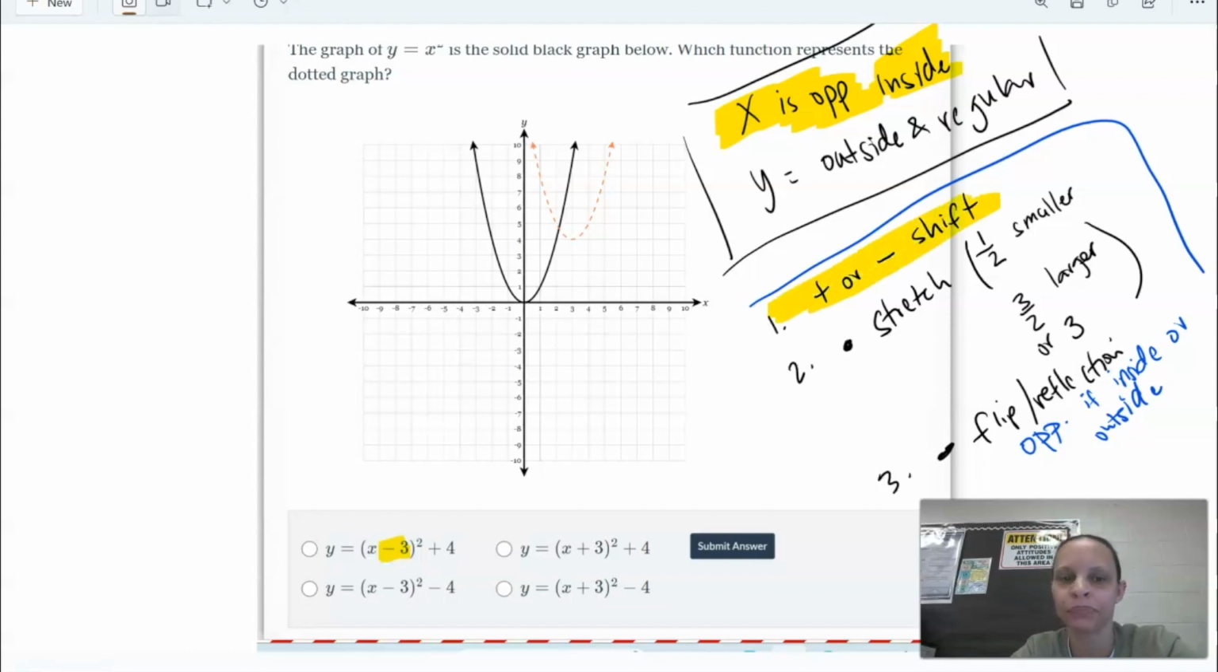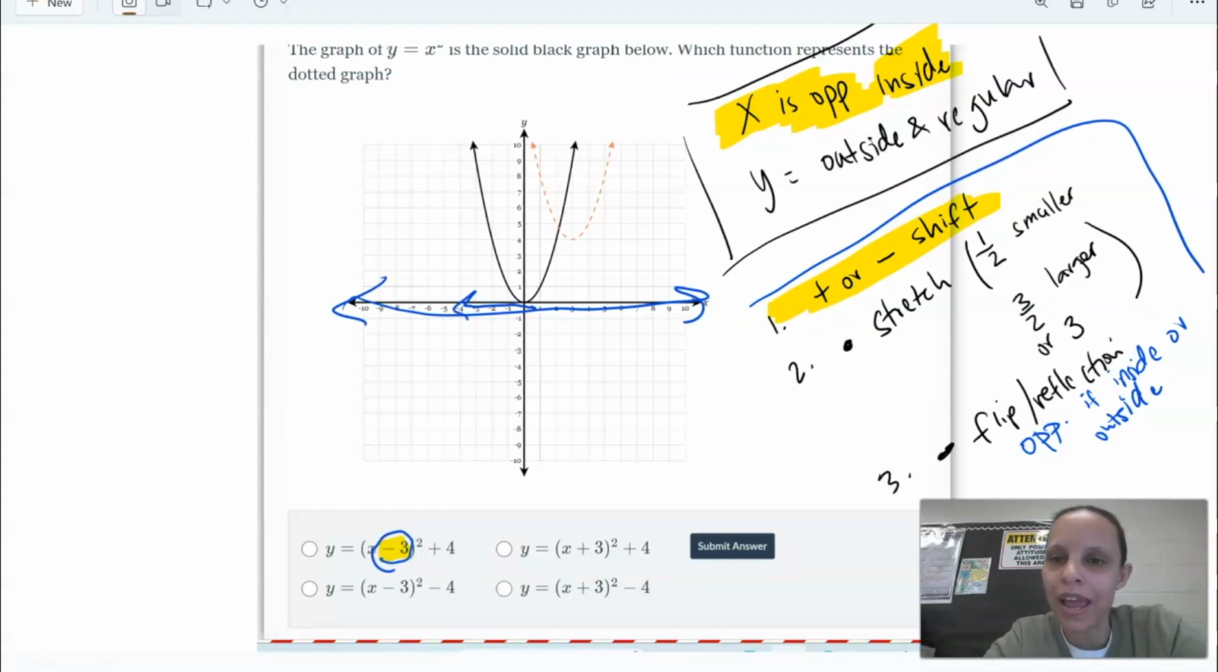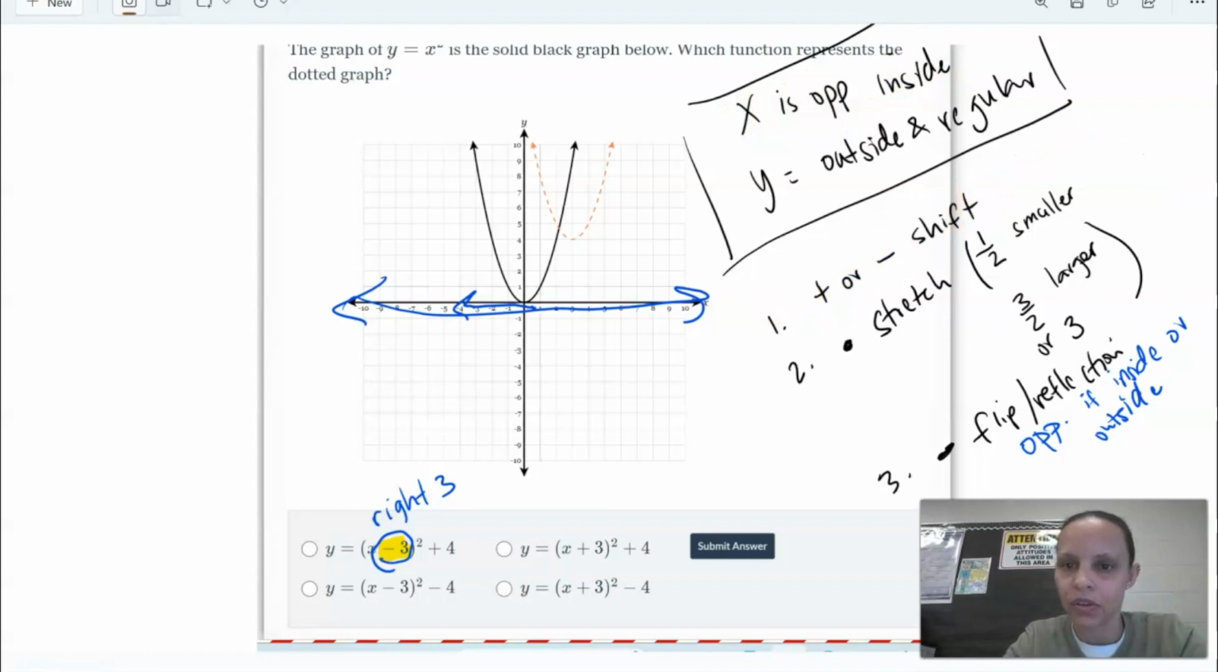So let's talk about that. If you're going to shift in the x direction, I'm going to draw a line. Here's the x direction, this way and this way. If you're shifting in the x direction in -3, which way are you going? To the left, right? But remember, x is going to be opposite of what you think. So instead of shifting to the left, it's really shifting to the right. So that's what this means. This means right 3. Now I'm going to go ahead and erase that.